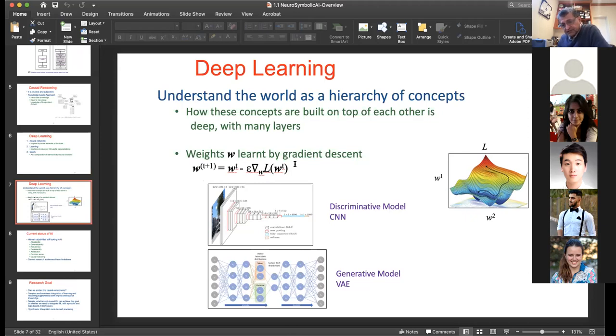The argument that the symbolic side puts forward is that this is not enough, that backprop is not enough, that you need to somehow do other types of learning. What other types? Well, we can look at learning these graphs and things like that. What kind of algorithms are there to learn graphs?